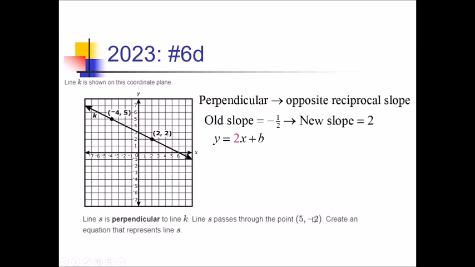So if I plug in -2 for y, I've got -2 equals, and I'll plug in 5 for the x, so 2 times 5 plus b. 2 times 5 is 10. And if I subtract 10 from both sides, I've got b equals -12. So putting that back into my y equals 2x plus b, I now have y equals 2x minus 12. And that is my perpendicular line.